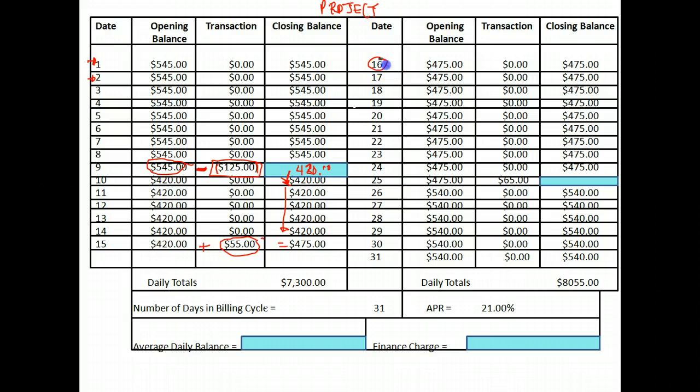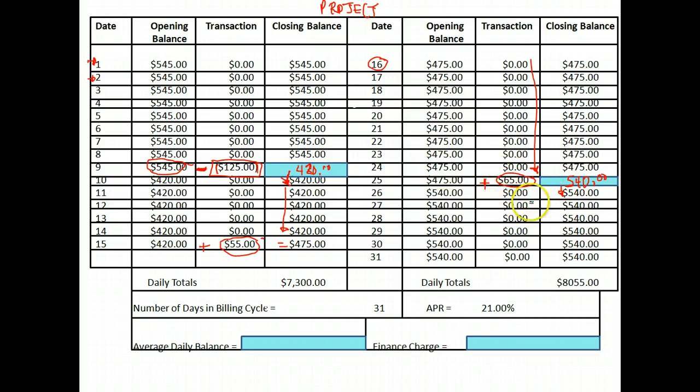We jump up to the top here on day 16 and it continues. Notice there's no transactions for a long time till we get to this square we're supposed to fill in. Once again, there's a transaction. It's not in parentheses. That means it's a new charge. So it's added to our balance. So we take the $475 and add 65 more. Gives me a new balance of $540 on that day. And notice the number just below it. The balance for the next day is exactly the same, which tells me I probably did that right.